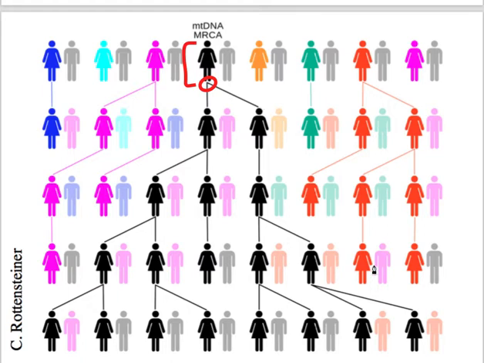So it's very interesting. Like I said, lines end when you have sons. So in my case, I can't pass on the mitochondrial DNA from my mother, and I don't have any male siblings, so that's it.